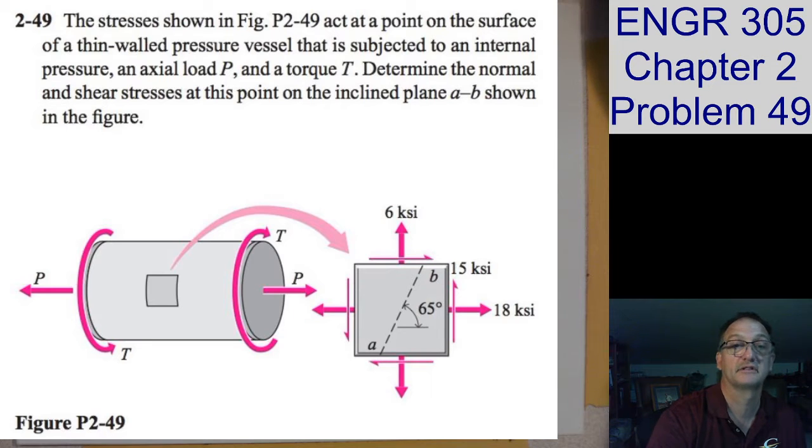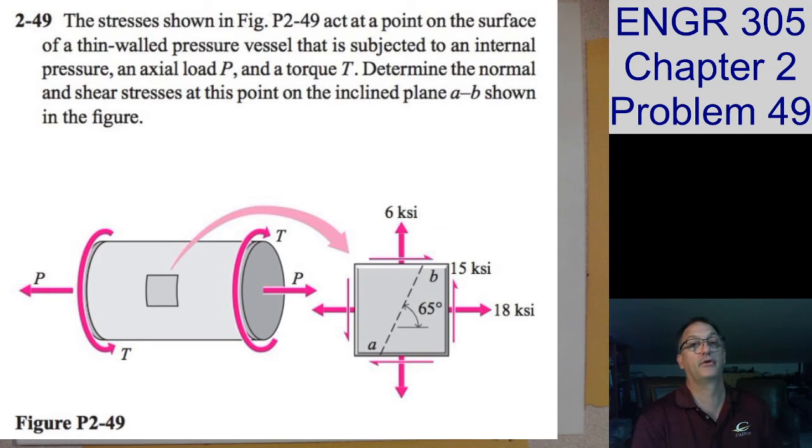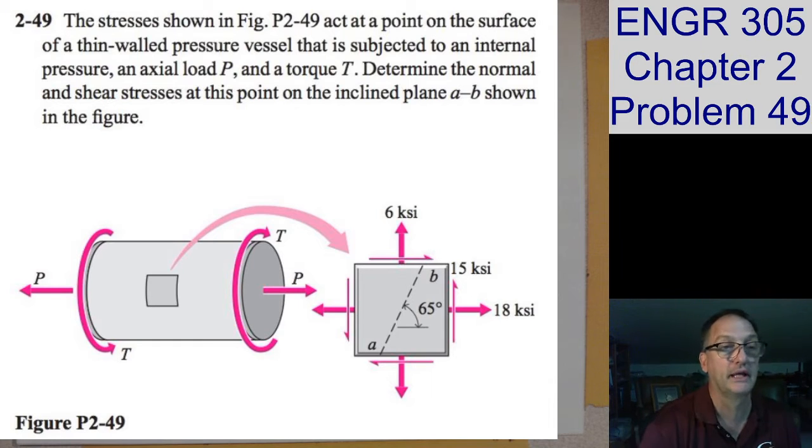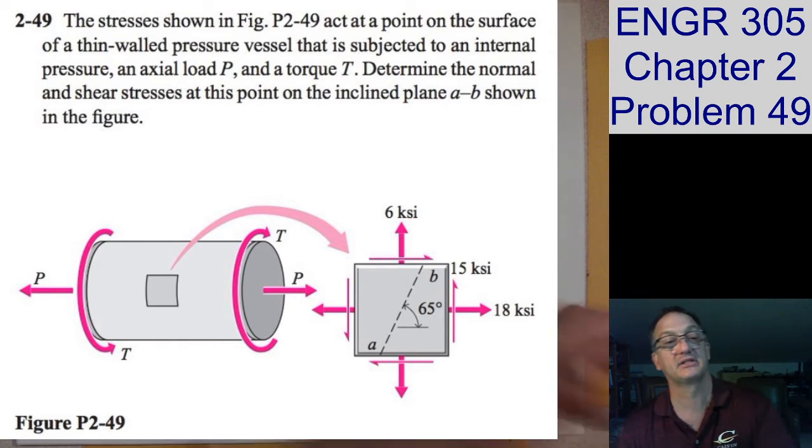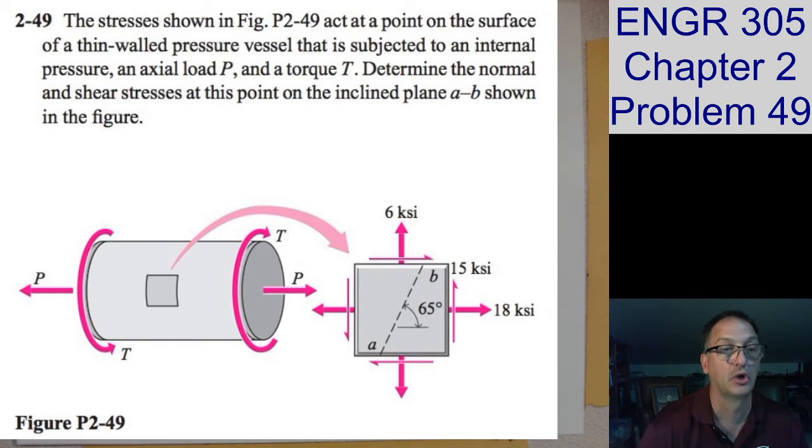Okay, I got new graphics this time. Engineering 305, Chapter 2, Problem 49. The stresses shown in the pictures below are part of a thin wall pressure vessel that's got internal pressure, an axial load, and a torque. All of that adds up to give us the stress situation shown on the stress square there.